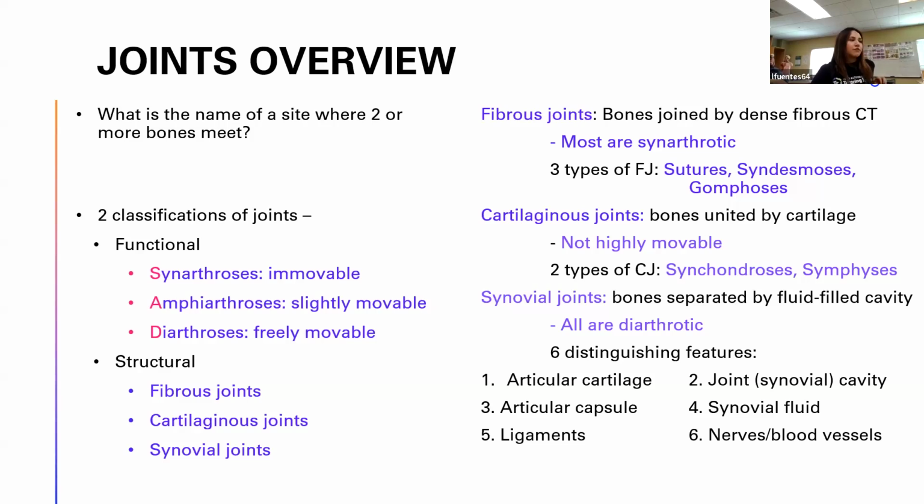The second distinguishing feature is a joint or synovial cavity. It's a small fluid-filled space. The articular capsule has 2 layers. It has an external fibrous layer and then an inner synovial membrane. That inner synovial membrane makes synovial fluid.